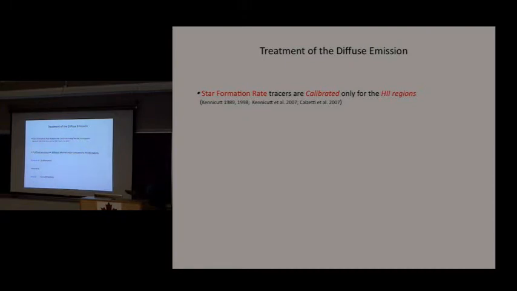And for subtraction or non-subtraction, you use a technique called median filtering. There is no unique way to do that, and we don't know whether or not any unique way exists. So diffuse emission is both in the infrared and the UV as well, and H-alpha. So it makes our life a little bit challenging.